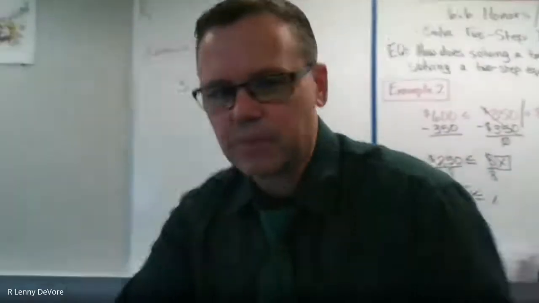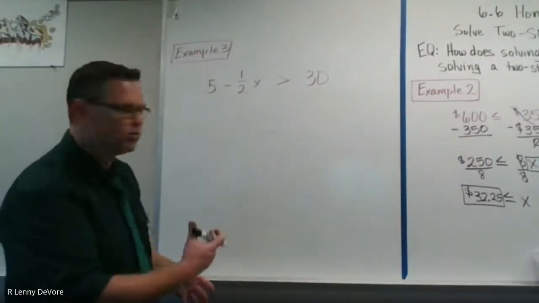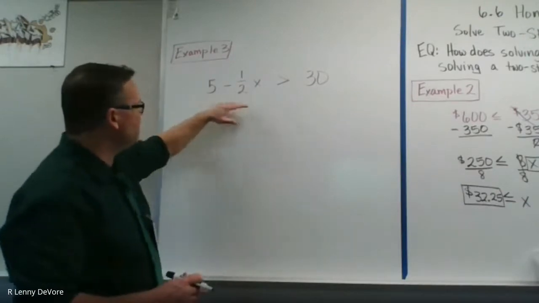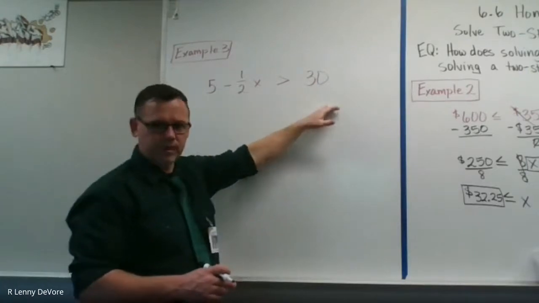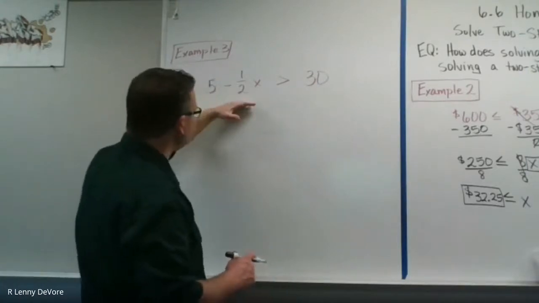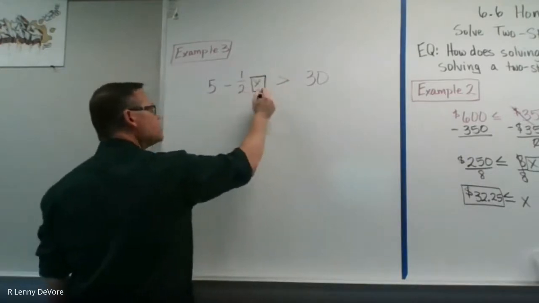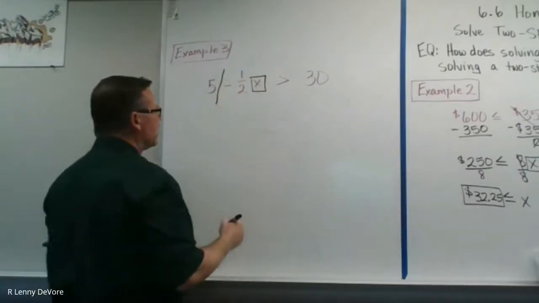Let's do another example here. Okay, so this is from example 3. The last one from example 2. Same type of problem. 5 minus 1/2 x is greater than 30. I have this side of the equation with the variable, so I'm going to isolate this variable. This 1/2 is associated with the variable. I separate the terms, okay?